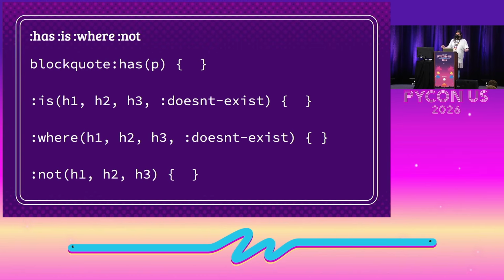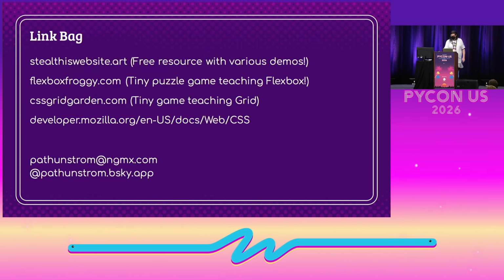I am out of time. :has, :is, :where, and :not are very cool. And here is a pile of links for various things. Steal this website that I mentioned before; Flexbox Froggy, which is a tool to learn Flexbox; CSS Grid Garden, which is a game for teaching grid; and of course, the web CSS documentation is going to be your best friend.